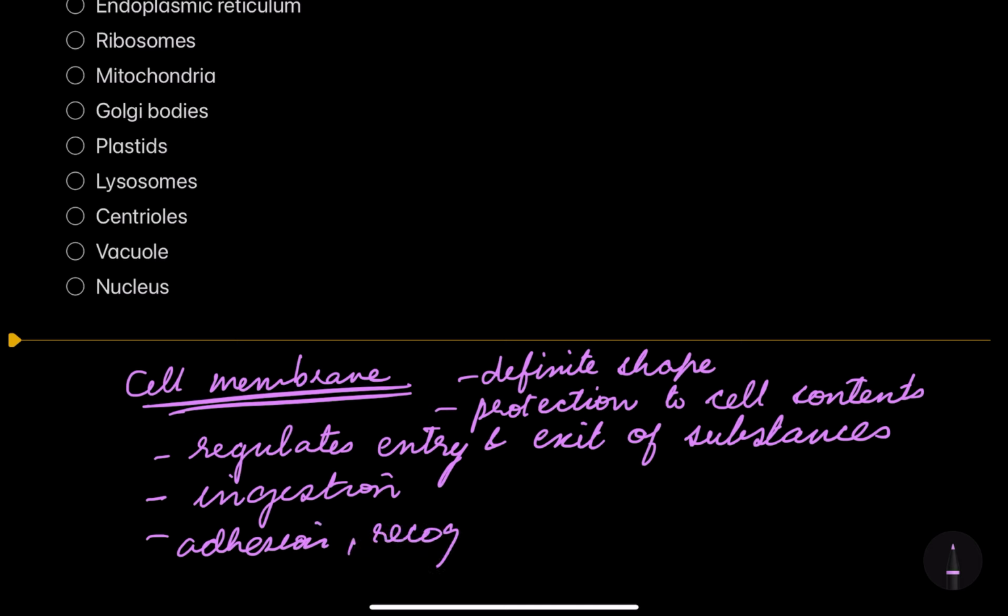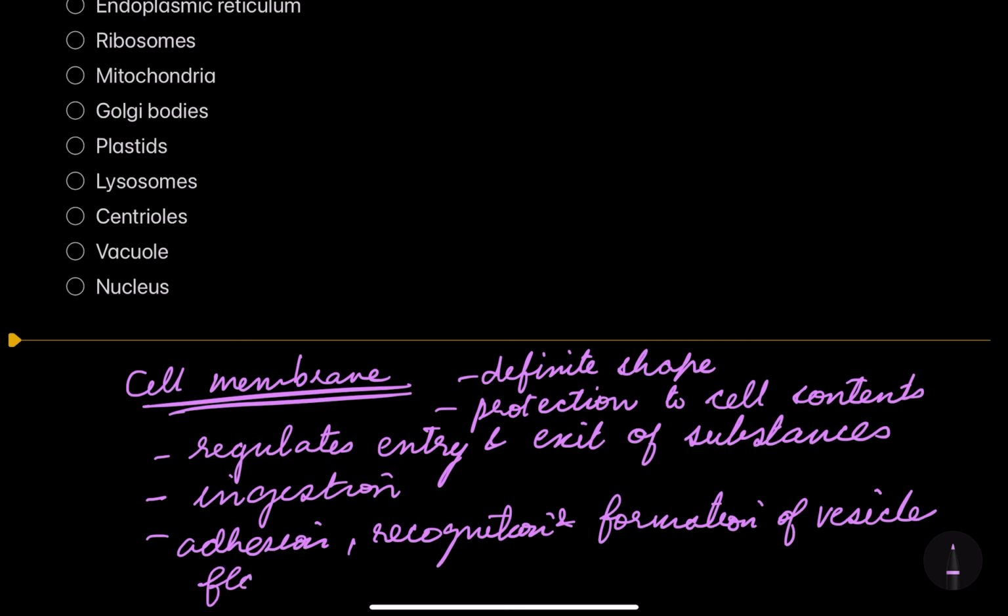recognition, and formation of certain small vesicles. It also helps to form the flagella and the microvilli. This is happening in the case of animal cells. So those were the functions of the cell membrane.